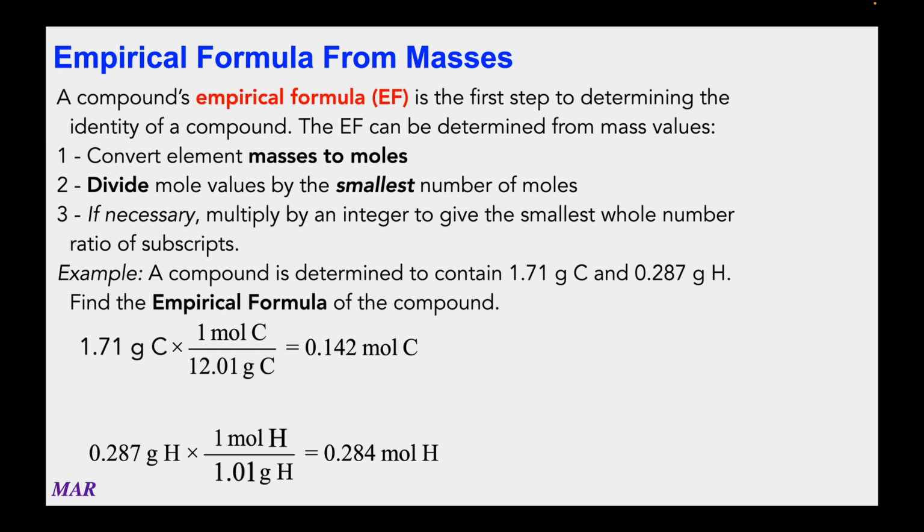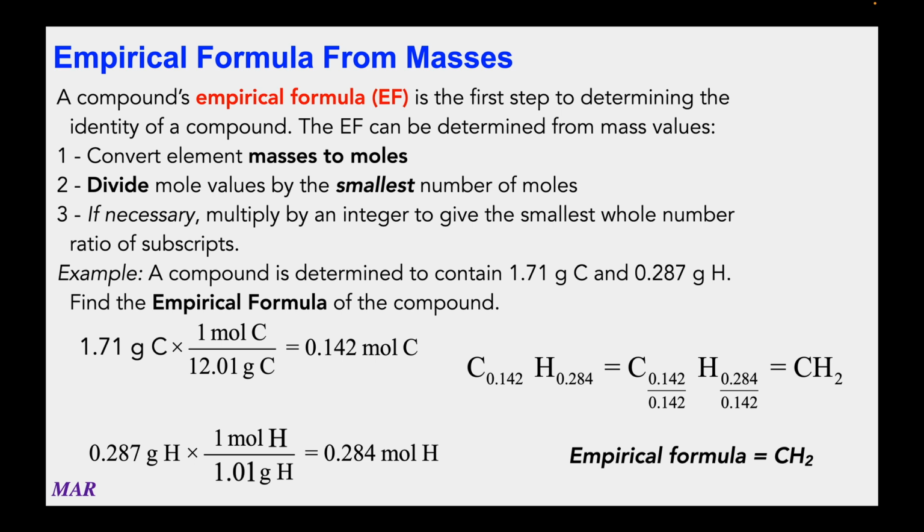We're going to do the same thing here for hydrogen. 0.287 grams of hydrogen divided by 1.01 grams per mole. That gets us 0.284 moles of hydrogen. This is kind of a ratio. You could think of it as C 0.142, H 0.284, but those are anything but whole numbers, which is what we need in chemistry for formulas. So we'll take those 0.142 and 0.284, and divide by the smaller number, and 0.142 is smaller than 0.284, so we'll divide both of the moles by 0.142.